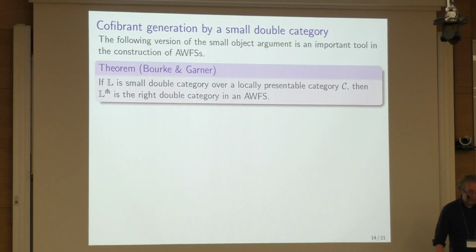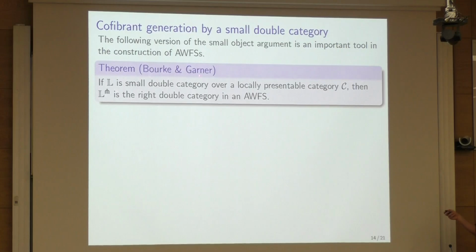So how are we going to construct these algebraic weak factorization systems? Well, we're going to use the small object argument, and I want to have a double categorical version of it, which fortunately exists. In the paper by Berg and Garner, they say if I have a small double category over some locally presentable category C, then I can look at the things which have the right lifting property against this small double category L, and that will be the right double category in an algebraic weak factorization system.